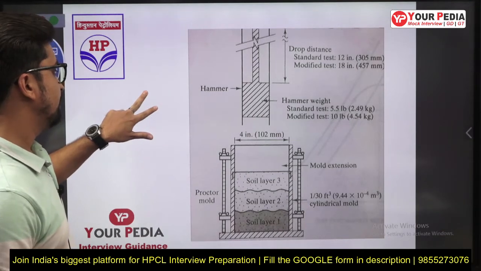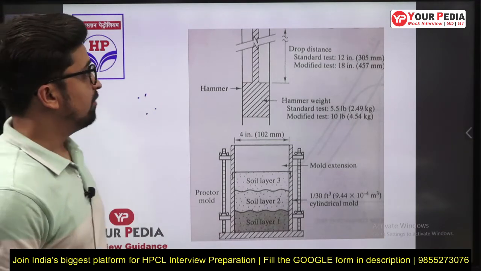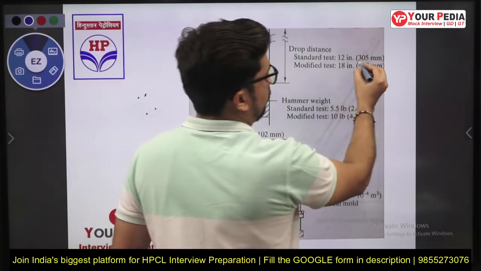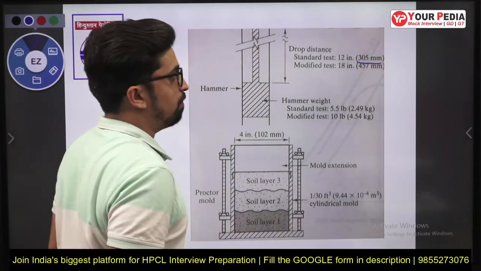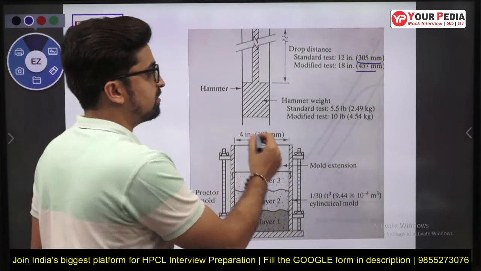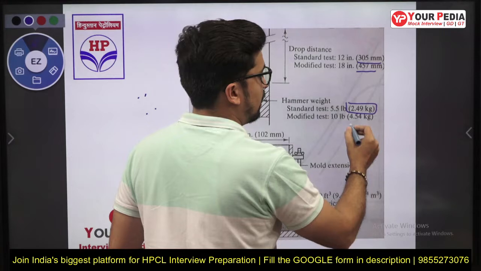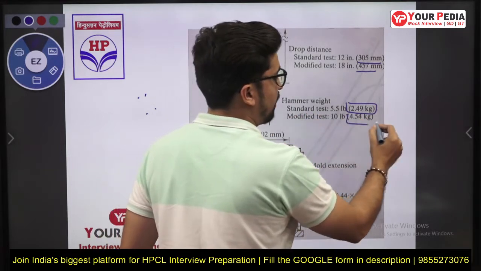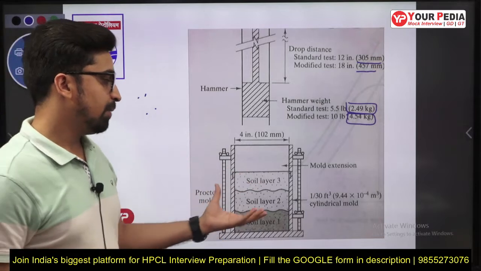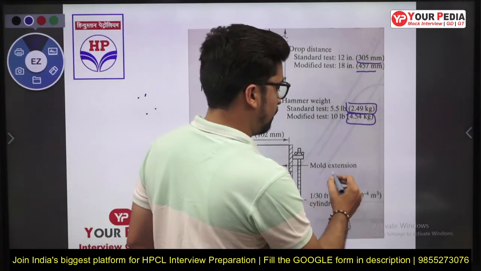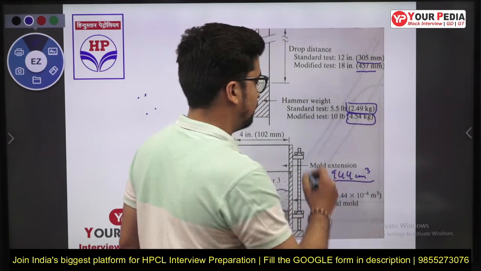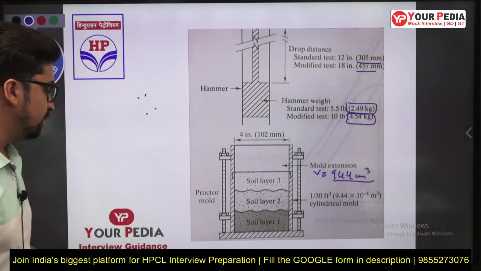There is a hammer with a 305 mm drop, and in the modified test we use a 457 mm drop hammer. The hammer has a weight of 2.49 kg in the standard Proctor test and 4.54 kg in the modified test. And here is a sampler or the mold with a volume of 944 centimeter cube. So we use this sampler.